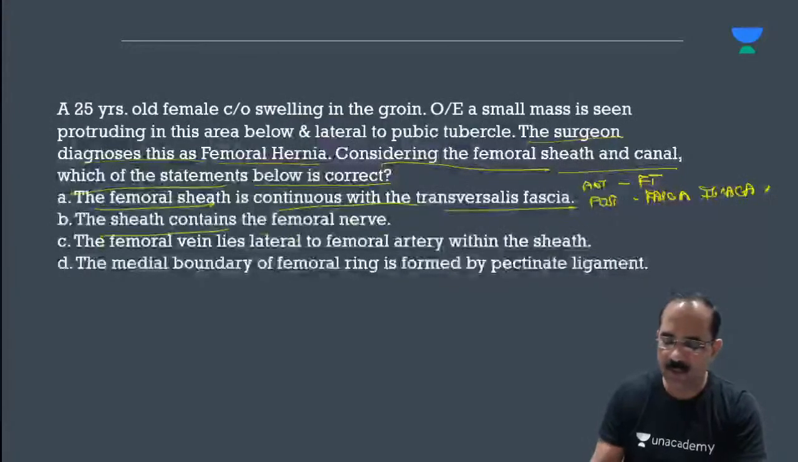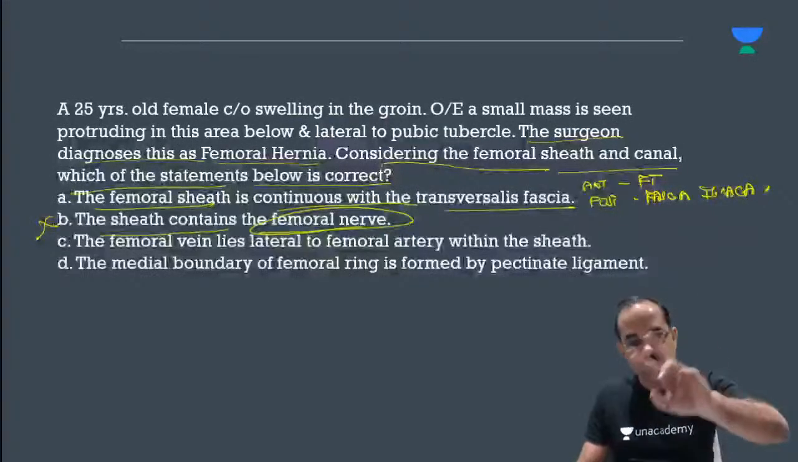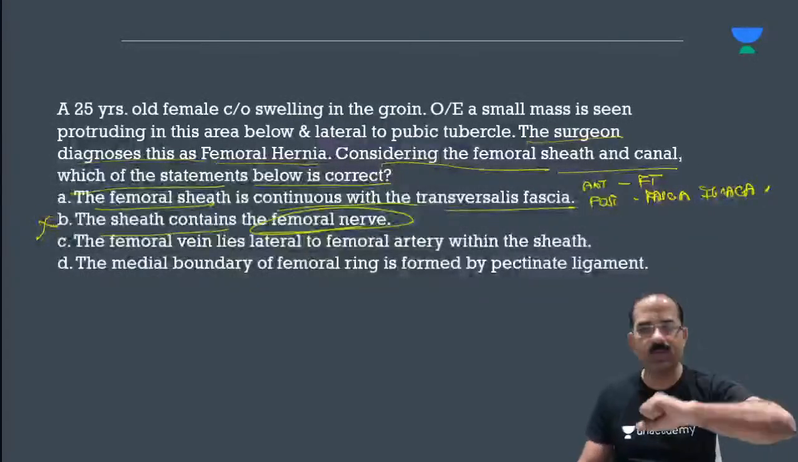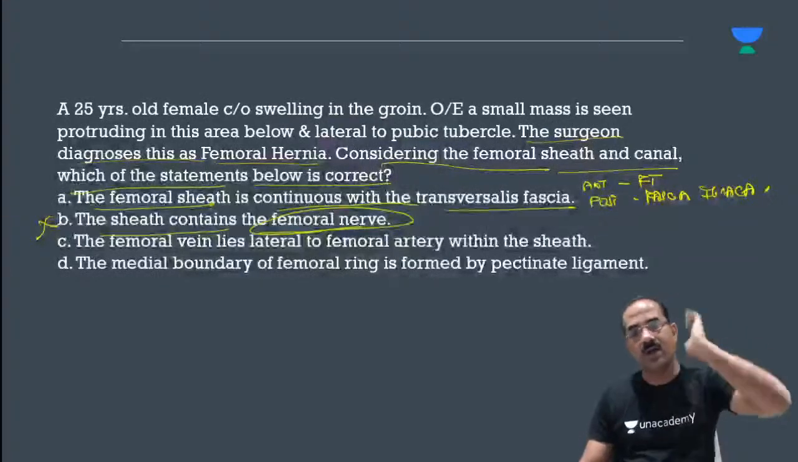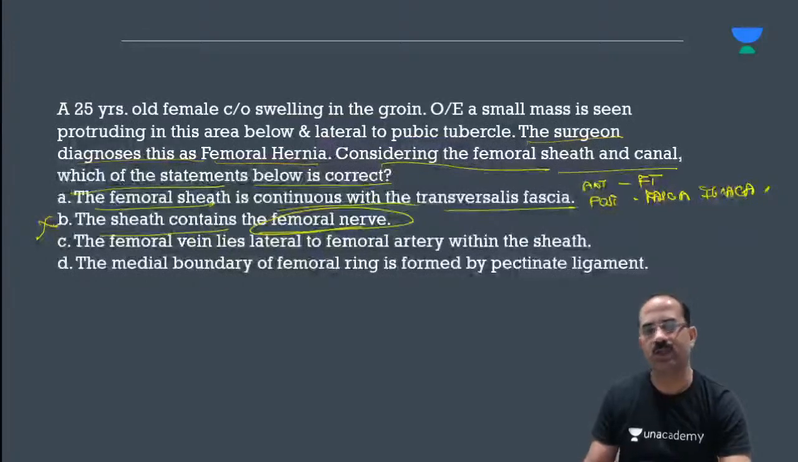The sheath contains the femoral nerve. What do you say? This is wrong. The femoral sheath contains only the femoral vessels. The nerve is outside the femoral sheath. Only femoral vessels are in the femoral sheath.